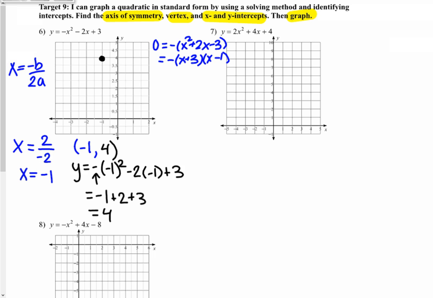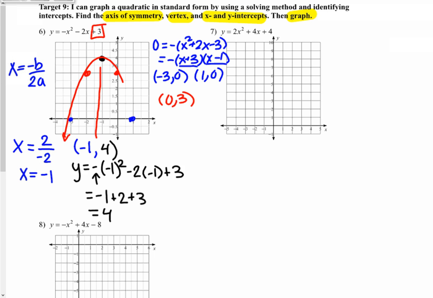Setting those equal to 0, I get x equals negative 3, so I have an x-intercept at negative 3, 0, and I get 1 at positive 1, 0. Remember, we always set these factors equal to 0 in order to solve for that. The negative in front is not going to affect those intercepts. That just tells me that my graph is reflected and it's going to be opening down. Our y-intercept, remember, is always your constant in standard form. So my y-intercept is at 0, 3. I can use that axis of symmetry to reflect that point across. And now I have my 5 points on my graph.